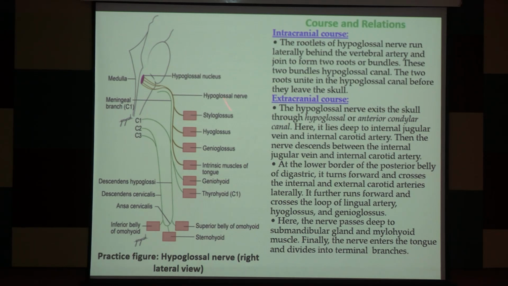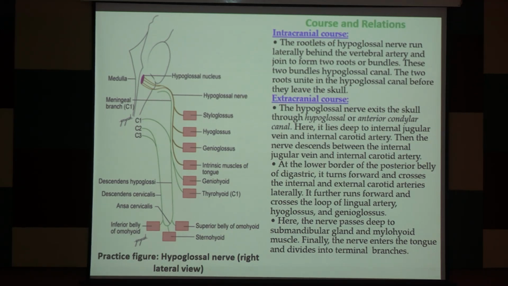Next we are going to the course. Intracranial course and extracranial course are there. In the intracranial course, the rootlets of the hypoglossal nerve run laterally behind the vertebral artery and join to form two roots or bundles. These two bundles pass through the hypoglossal canal, and these two roots unite in the hypoglossal canal before they leave the skull.